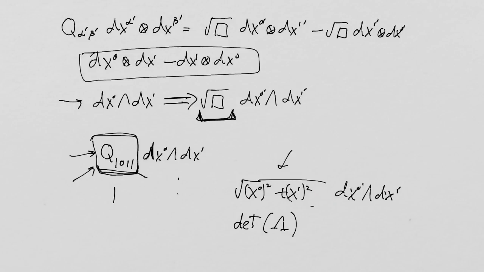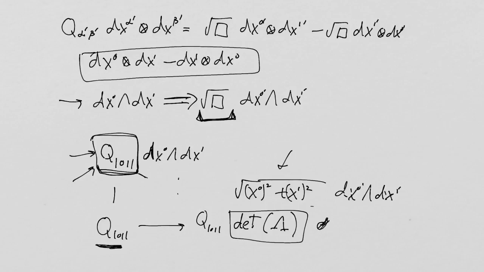And so the result is that Q01 went to Q01 times the determinant of the transformation matrix. That's how the 0, 1 component transformed by multiplying that, and that equaled Q0 prime 1 prime. So the transformation of the component when written in this basis is the old component multiplied by the determinant of the transformation matrix.